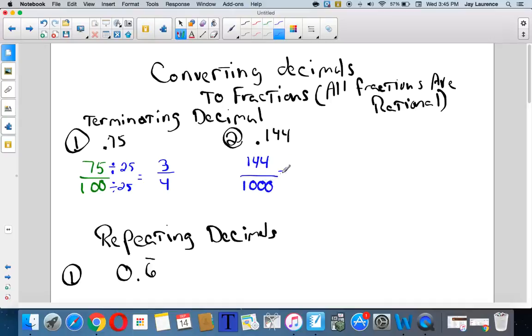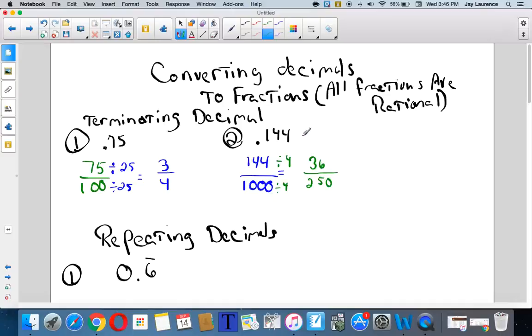And now I'm going to simplify. I don't know the biggest number that goes into both my numerator and denominator as well as I did on the previous problem. But I do recognize that 4 is going into both of them. So I'm going to divide them both by 4, and I'll see where that leaves me. Perhaps I'll need to divide again. I'm suspecting 16 might go in, but I'm not positive about that. Well, if I cut 1,000 in half, I get 500. If I cut that in half, I get 250. Okay. And if I cut this in half, I get 72. And if I cut that in half, I'll get 36. So 144 over 1,000 is the same as 36 over 250.